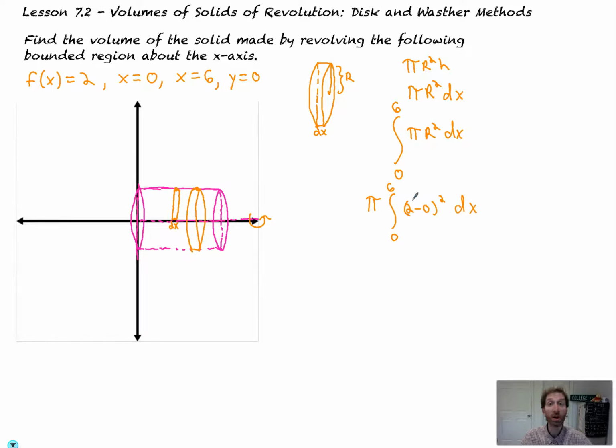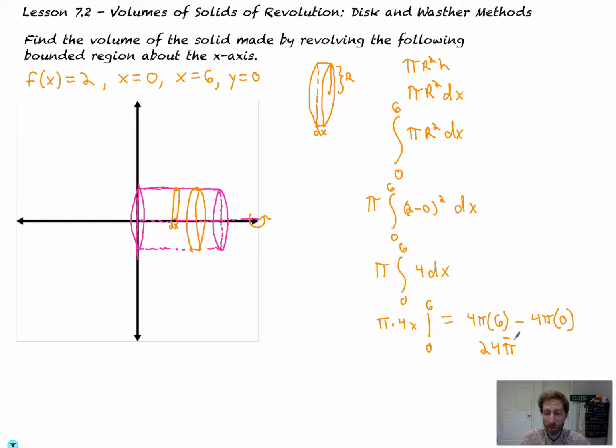And now here's the cool part. We're done, right? That's the setup. That's the new part. The rest of this is just integrating like normal. So we've got pi times the integral from 0 to 6 of 2 squared, which is 4, and then we have dx. We're going to integrate that. So that's going to be pi times 4x, evaluated from 0 to 6. And then when we plug all that in, we're going to get 4 pi times 6 minus 4 pi times 0. So that ends up giving you 24 pi.